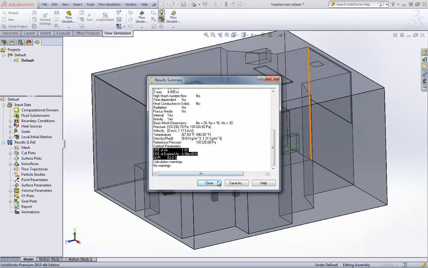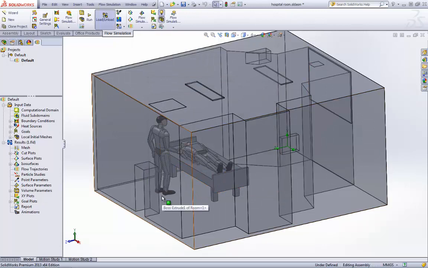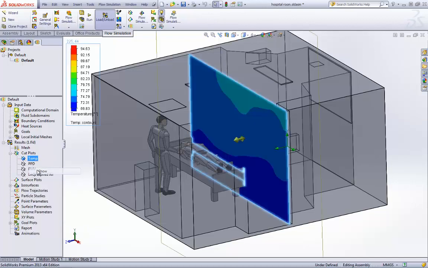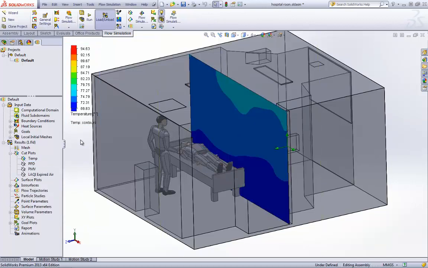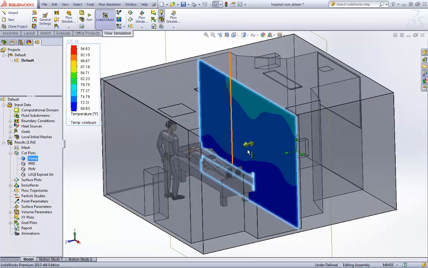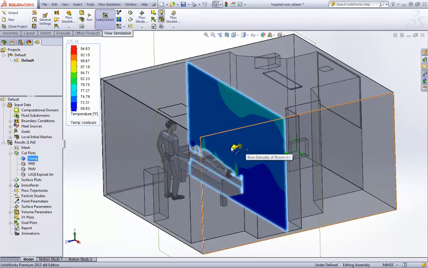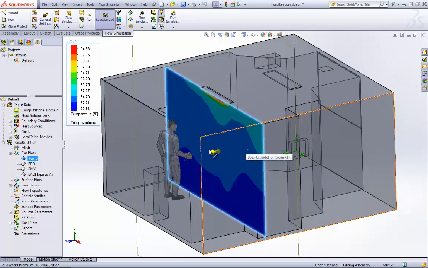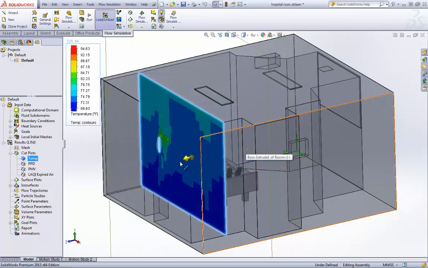All right, we'll take a little bit closer look at these results here with some cut plots and things like that. If I expand out our cut plots, I just have a temperature cut plot. Let's show that, just so we can see the temperature of the room as I move this back and forth. So we can see blue is about 69, 70 degrees, and the red is up near 100 degrees Fahrenheit.